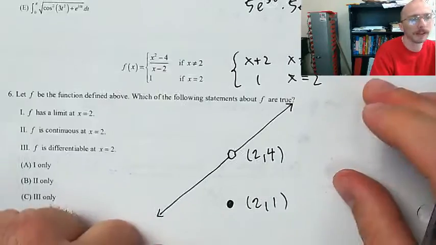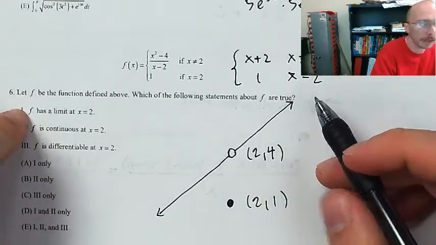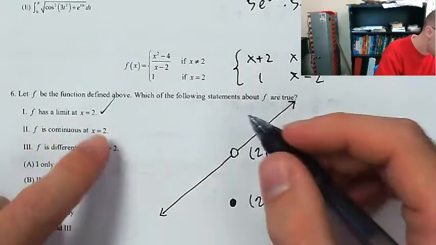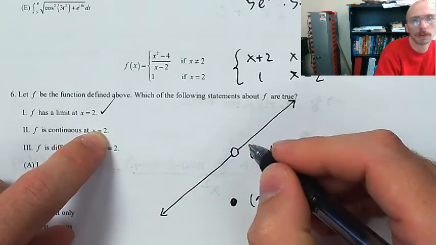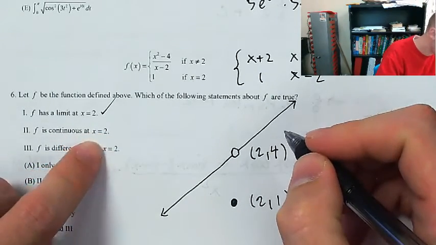So I've got a picture of it, and I think that should help, right? F has a limit at x equals 2? Yes. F is continuous at x equals 2? No, there's a removable discontinuity. I can't draw this without picking my pencil up off the paper, right? There's a hole in the graph.